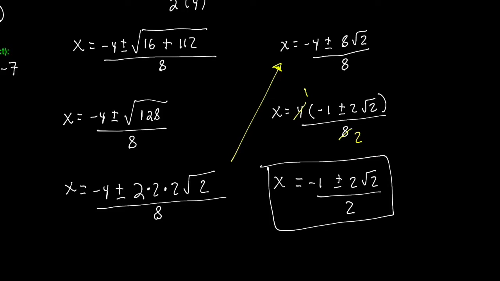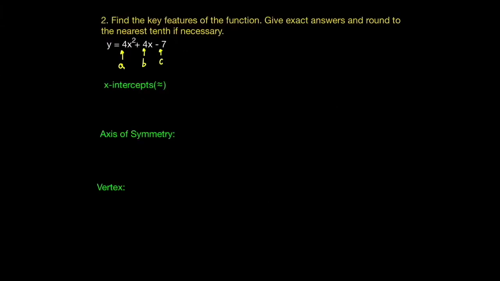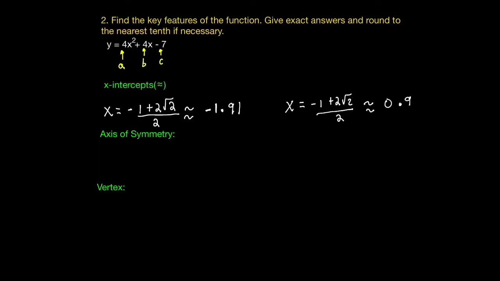I'm also interested in getting the approximations. And for that, I'm going to write my x-intercepts individually. And to get the approximations, I'll use a calculator. And I've already done this. The results are negative 1.91 and 0.91. Okay, moving on to the axis of symmetry, we have to calculate negative b over 2a.